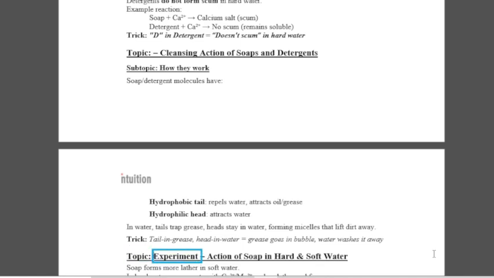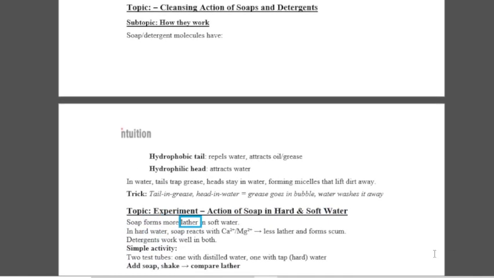Topic: experiment, action of soap in hard and soft water. Soap forms more lather in soft water. In hard water, soap reacts with Ca2+ and Mg2+, giving less lather and forming scum. Detergents work well in both. Simple activity: two test tubes, one with distilled water, one with tap, hard, water. Add soap, shake, compare lather.